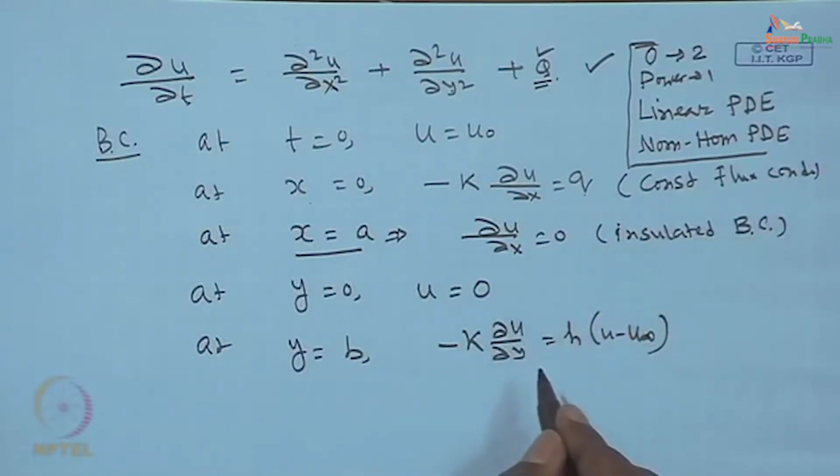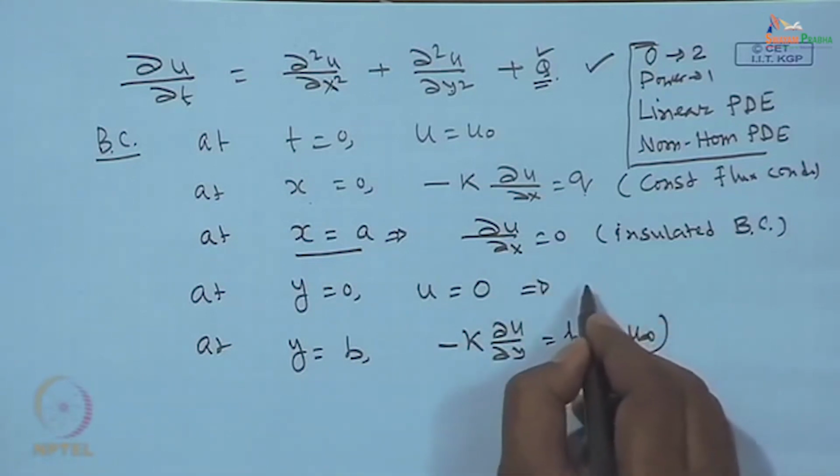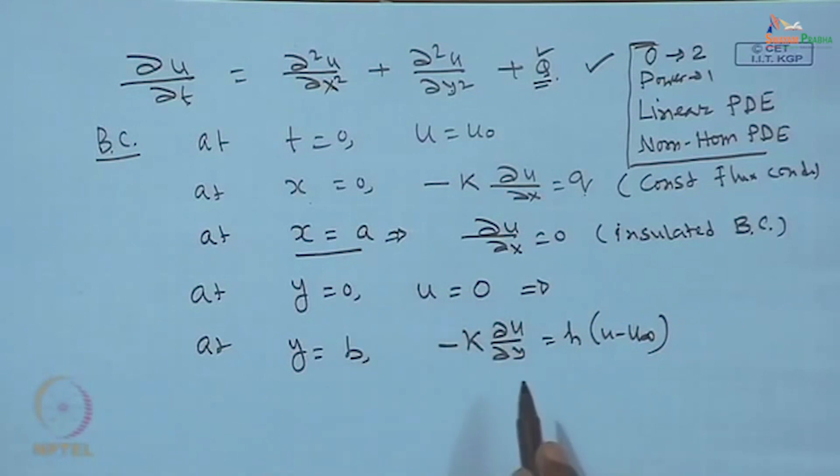And u is equal to 0 means the temperature is 0 there, so the value of the dependent variable is specified. At y is equal to b, the heat that has come by conduction, minus k del u del y, is equal to what is taken away by the air by convection, h into u minus u infinity. So, this boundary condition contains the dependent variable u and its derivative del u del y, connected by a simple algebraic equation. Now, let us classify the boundary conditions.